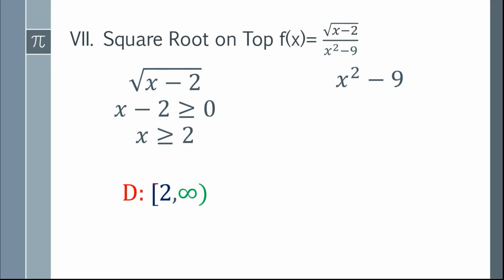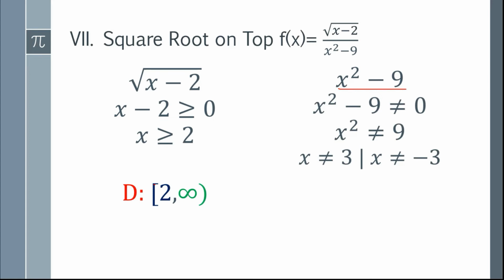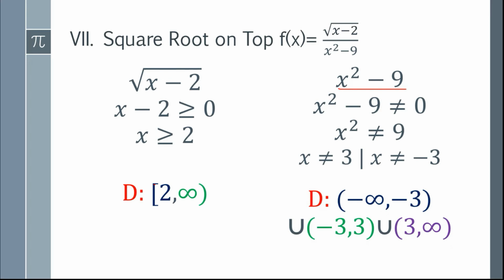Now, what if we have x squared minus 9? It should not be equal to 0. So you can transfer the 9 to the right side. X squared is not equal to 9. And you will have two answers, positive and negative 3. Our domain will be like this, as long as it is not equal to 3. Parentheses, negative infinity to negative 3, parentheses, union, parentheses, negative 3, comma, 3, and union, 3, comma, positive infinity.